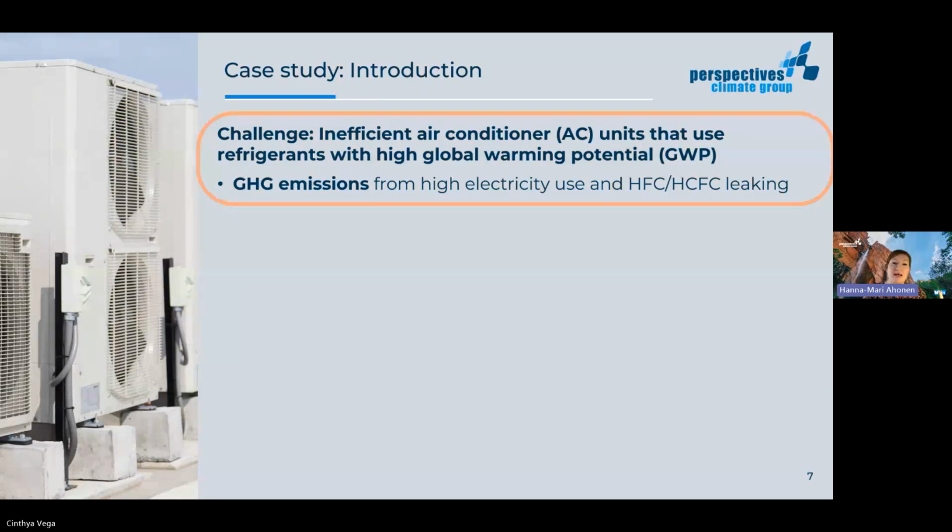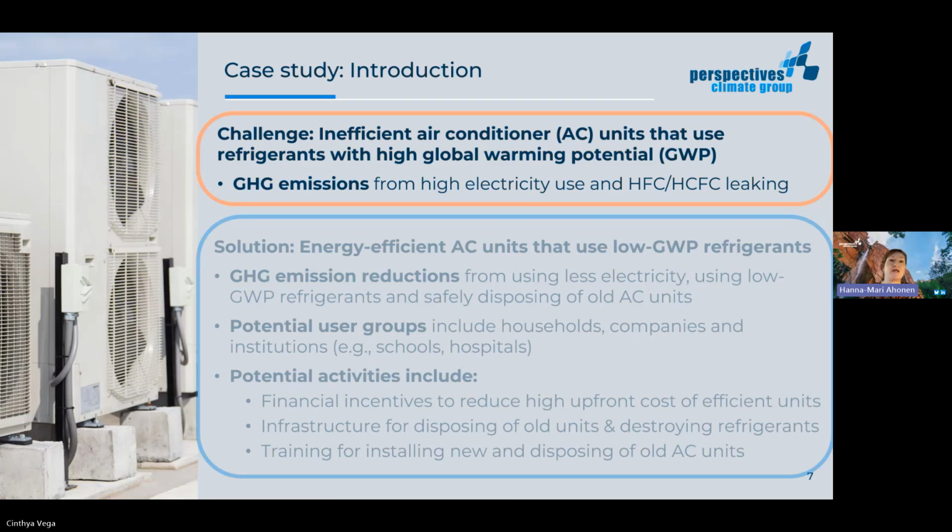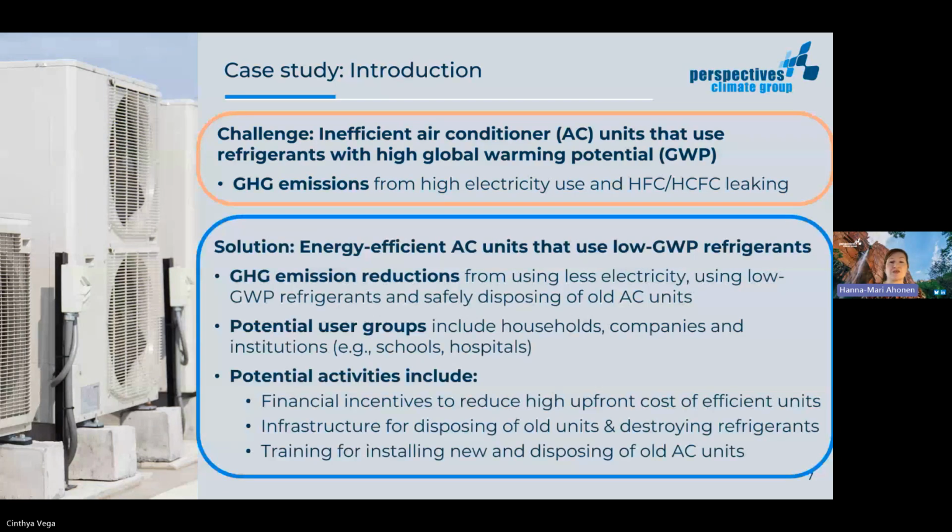So imagine there is a challenge of inefficient air conditioner units in the world. First of all, they use high electricity, and that results in greenhouse gases. And then they also have high global warming potential refrigerants like HFCs and HCFCs. When they leak, that is really potent in terms of greenhouse gas emissions. So one potential project type under Article 6 could be energy efficient AC units, or air conditioning units, that use low greenhouse gas global warming potential refrigerants.